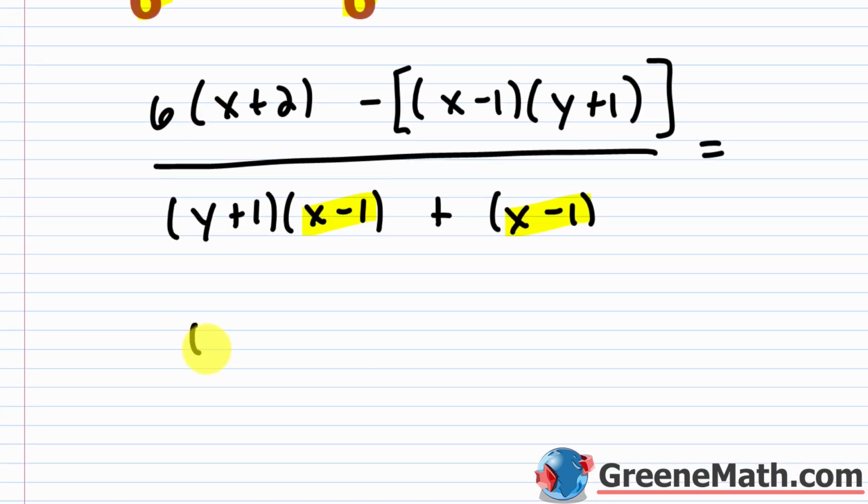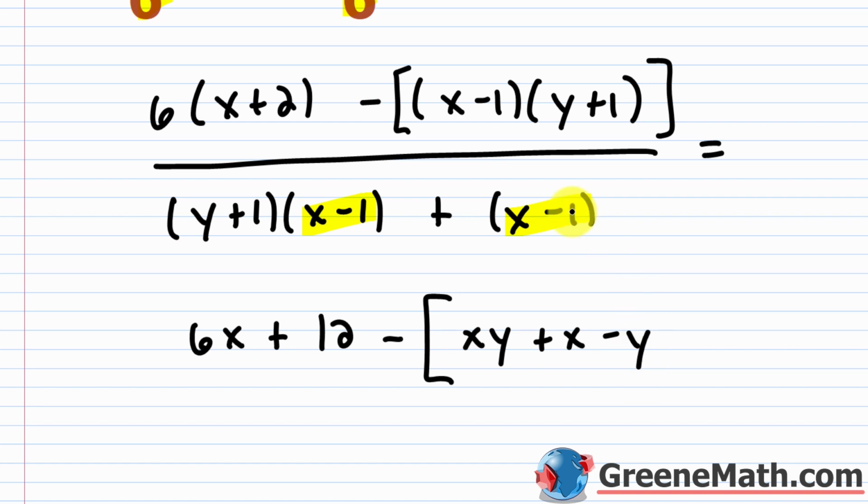So 6 times x is 6x, and then plus 6 times 2 is 12. And then I'm subtracting this whole thing away. x times y is xy. And then I'm going to have x times 1, which is plus x. Negative 1 times y, which is minus y. And then negative 1 times 1, which is minus 1. Close that down. Now, if you want to remove the parentheses, or in this case, brackets, you just change the sign of everything inside. So I'm going to get rid of this. This is minus, this is minus, this is plus, and this is plus.